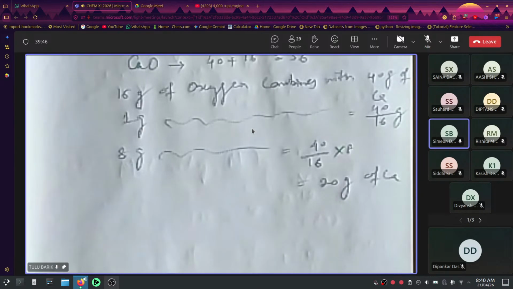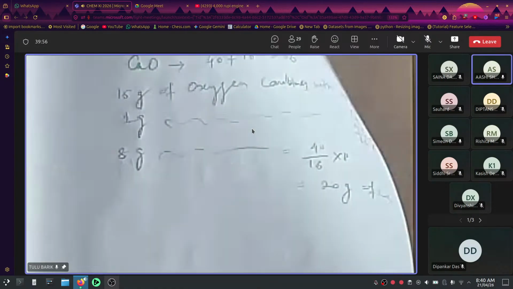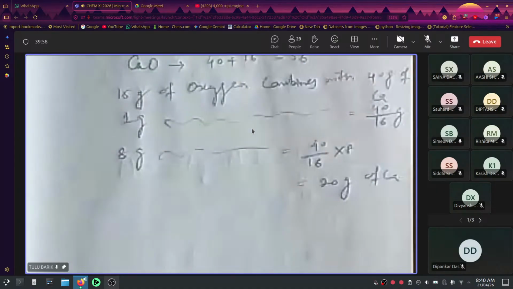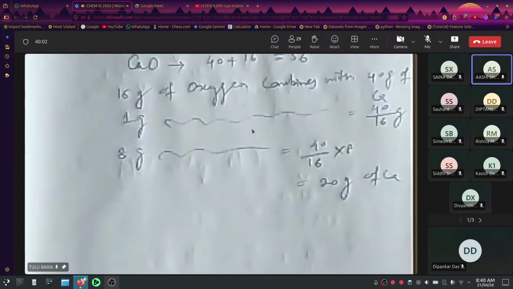Sir, can we directly put the atomic mass of calcium, then divide by its valency? That is another formula, beta. This is just for the definition I have given. There are many ways to do it. Excuse me, sir, why have you taken 8 grams of oxygen?